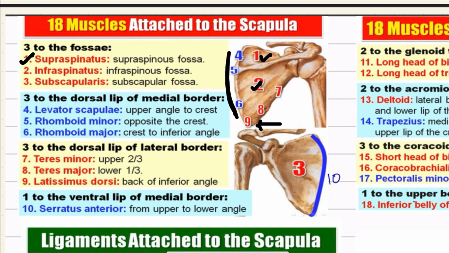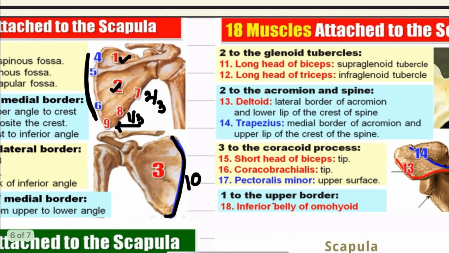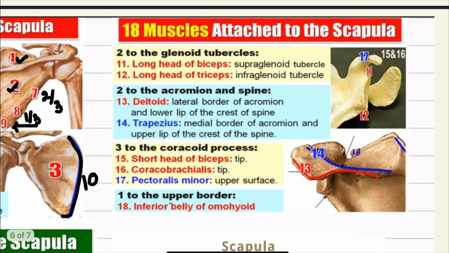Teres major is actually on the lower one third of the scapula, whereas the teres minor is on the upper two third of the scapula on the lateral border. We have only one muscle on the ventral lip of medial border, that is serratus anterior, that is actually here. Two to the glenoid tubercle: long head of biceps, supraglenoid tubercle; long head of triceps, infraglenoid tubercle. 11 and 12 here.